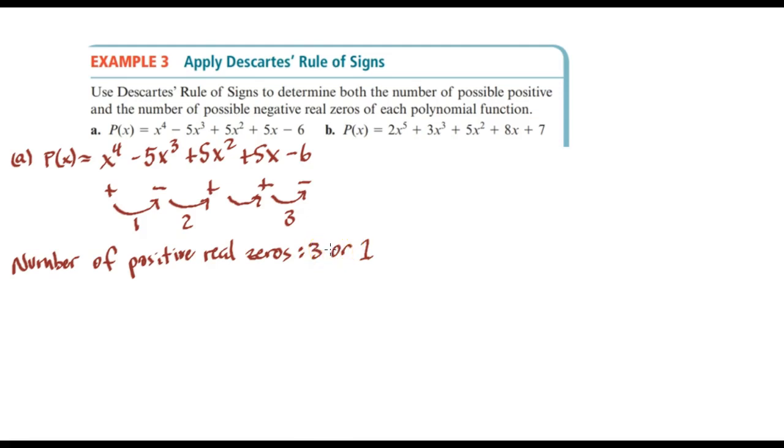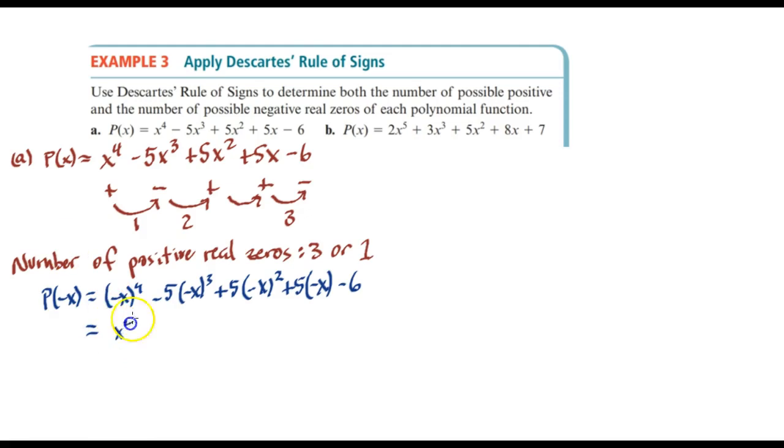Okay, so now let's go ahead and look at the amount of negative real zeros. To find the amount of negative real zeros, we're going to be looking at p of negative x. All right, so for p of negative x, we want to plug negative x into the function. Negative x to the fourth, minus 5 negative x cubed. So wherever you see an x, we're substituting negative x in parentheses, plus 5 negative x squared plus 5 negative x minus 6. All right, so we want to simplify this and see what it's equal to.